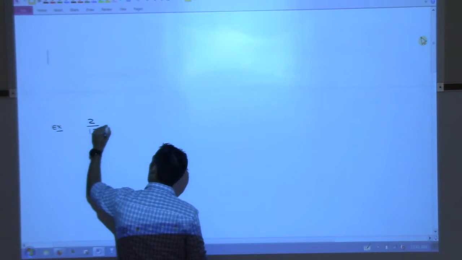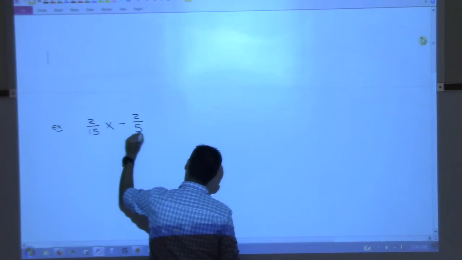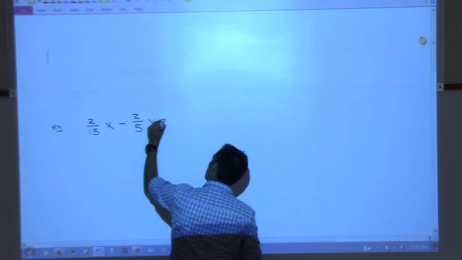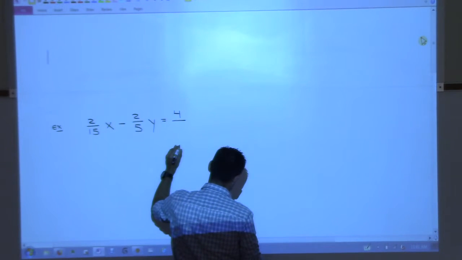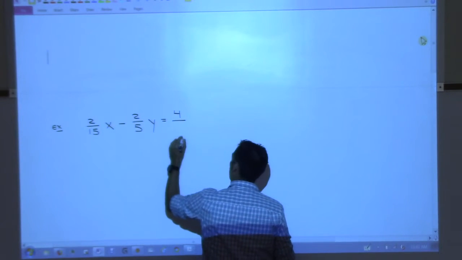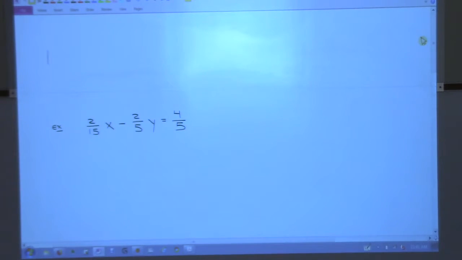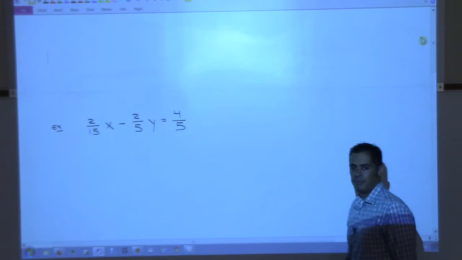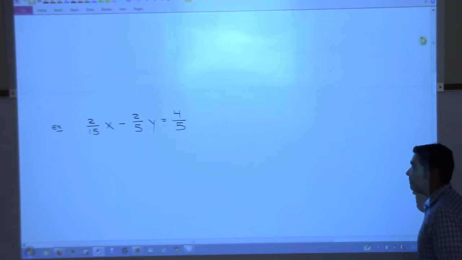2/15 x minus 2/5 y equals 4. I think I'm going to change the problem a little bit just so you can practice. Well, no, I'll just do it. Who cares? Okay, there you go. Sketch it. So immediately you look at that and you get a little ill because you don't like fractions, right?